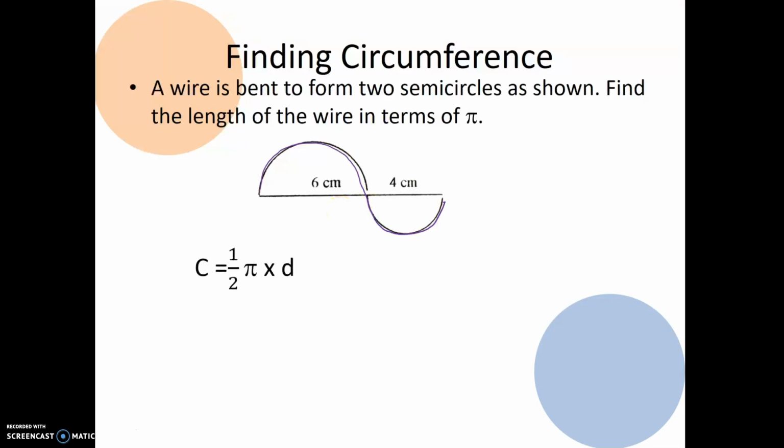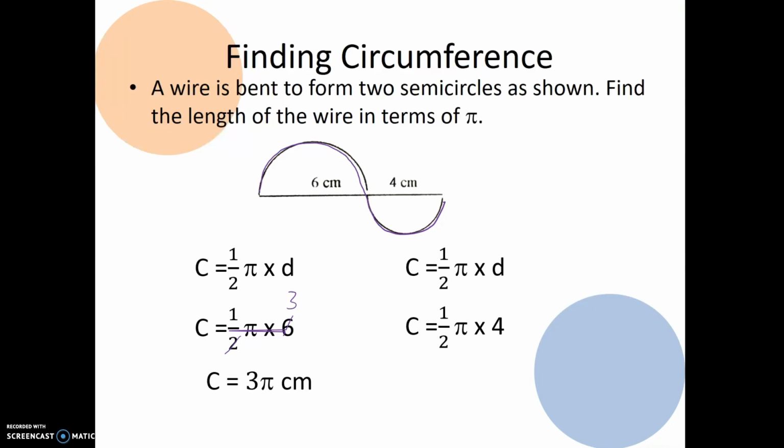So let's find the circumference of the large semicircle first. So 1/2 pi times diameter, 1/2 pi times 6, and we'll just cross cancel here and here, and we're left with a circumference of 3 pi centimeters. Now let's find the circumference of the small semicircle. 1/2 pi times diameter, 1/2 pi times 4, and we'll cross cancel again, and our circumference is going to be 2 pi centimeters. Now if we want to find the length of the whole bendy wire, we're going to add those two together. So 3 pi plus 2 pi equals 5 pi.